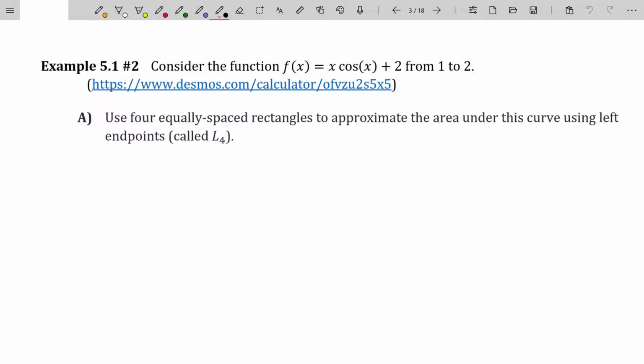So right now, let's go ahead and consider the function f of x, which is equal to x times the cosine of x plus 2. And we're just going to consider that on the interval from 1 to 2.